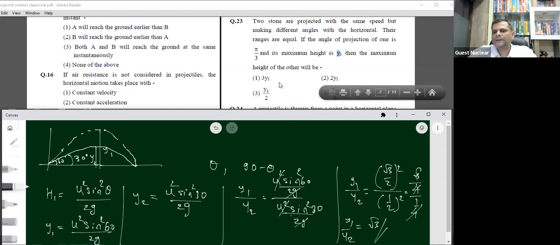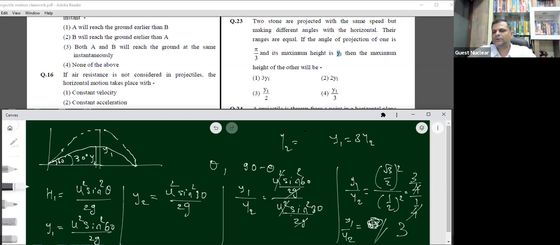Sorry, not √3. We squared, so after squaring the √3 whole square becomes 3, not root. So cancelling 4, this simplifies to 3 only. So y1 upon y2 is 3, meaning y1 is equal to 3y2. Since y1 is equal to 3 times y2, y2 is going to be equal to y1 upon 3 as the final answer.